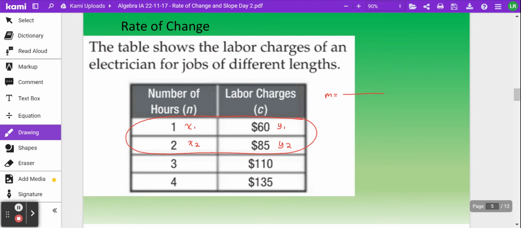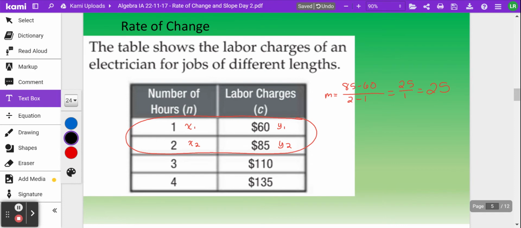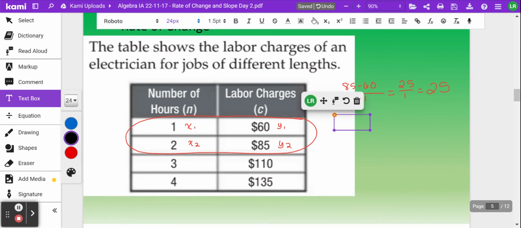Let's find out our rate of change, our slope. So Y2 minus Y1, that's 85 minus 60. X2 minus X1 is 2 minus 1. So it's going to be 25 over 1, which is 25. Okay? Now, again, what does that actually mean?